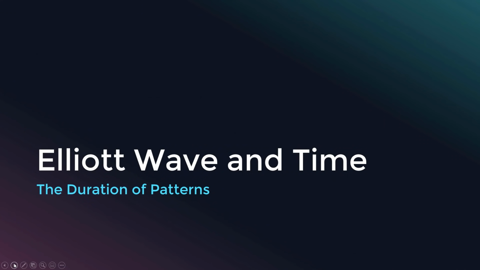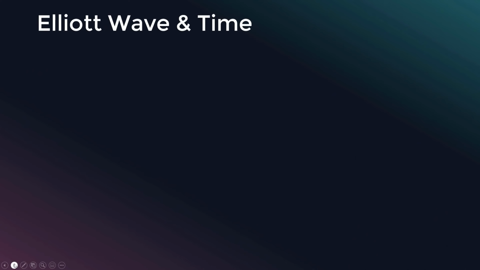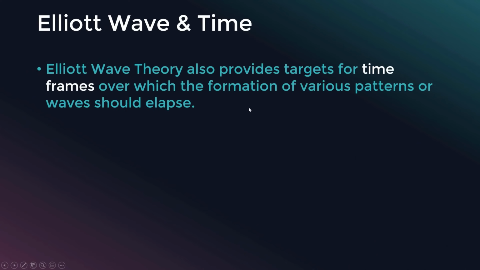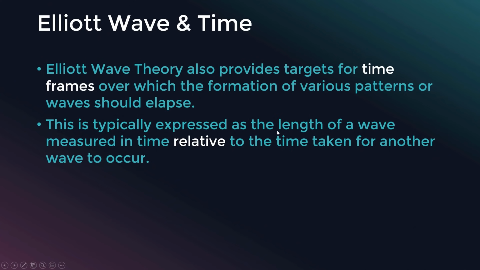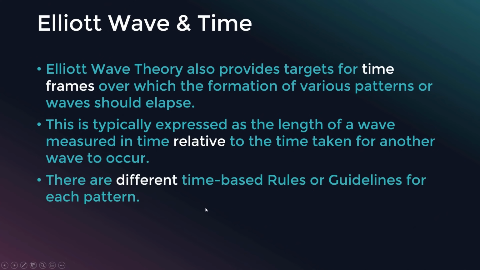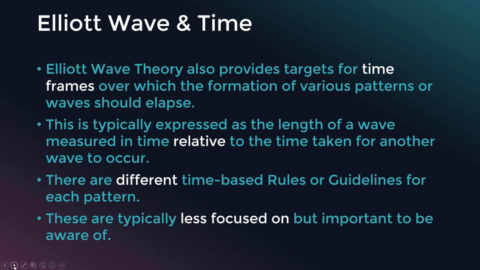Elliott Wave in time, the duration of patterns. Elliott Wave theory also provides targets for time frames over which the formation of various patterns or waves should elapse. This is typically expressed as the length of a wave measured in time relative to the time taken for another wave to occur. There are different time-based rules or guidelines for each pattern. These are typically less focused on, but important to be aware of.